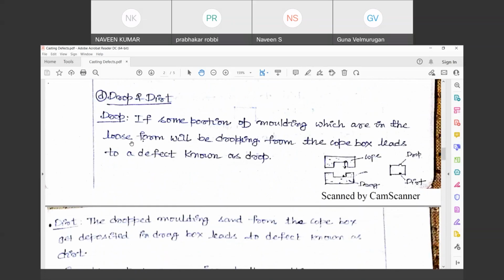Okay, next, drop and dirt. This is another very probable defect that can happen because of improper ramming. What is that? Suppose you are using a multi-piece or split pattern, and you have to remove the pattern from the drag box and from the cope box, and then assemble both of them. When you are assembling them, sometimes if you have not rammed properly in the cope box, some molding sand of the cope box will get removed and drop into the drag box.